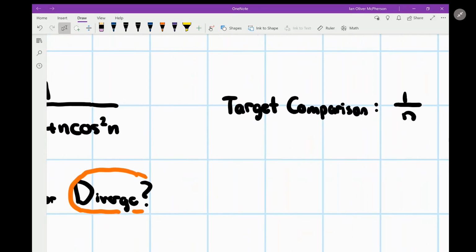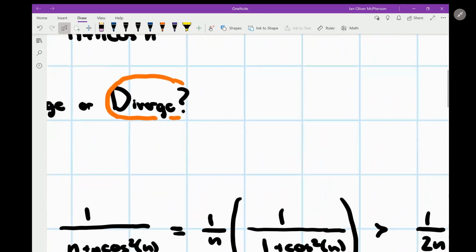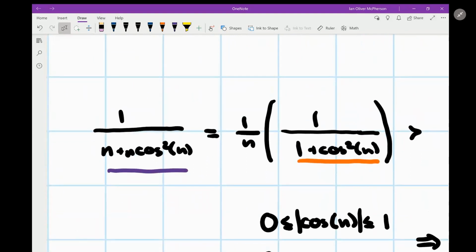First, we know that the series of 1 over n, summed as n goes to infinity, diverges. Moreover, we think 1 over n because you can factor out the n within the denominator, and you're left with 1 over n times 1 over 1 plus cosine squared n. Now, this is something we can work with.